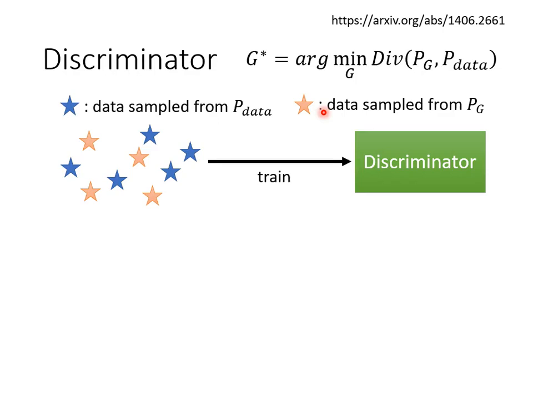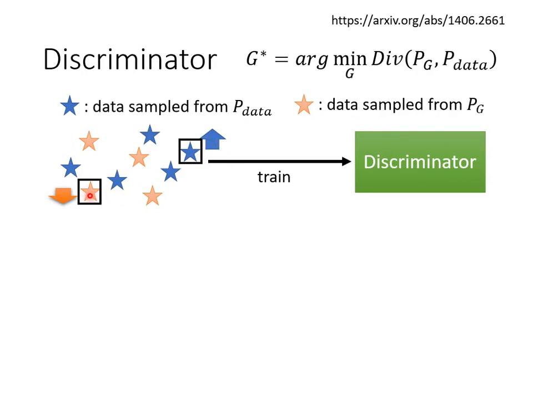Recall how we trained the discriminator. We have a bunch of real data. That's samples from P data. We also have a bunch of generated data, which can be treated as samples from PG. We are going to train the discriminator with those two datasets. The goal of the discriminator is to give higher scores to real data, but lower scores to generated data.